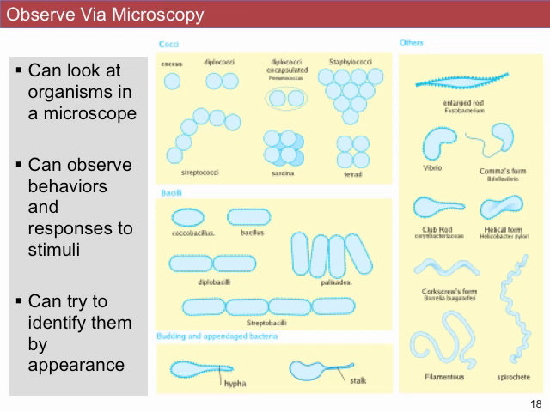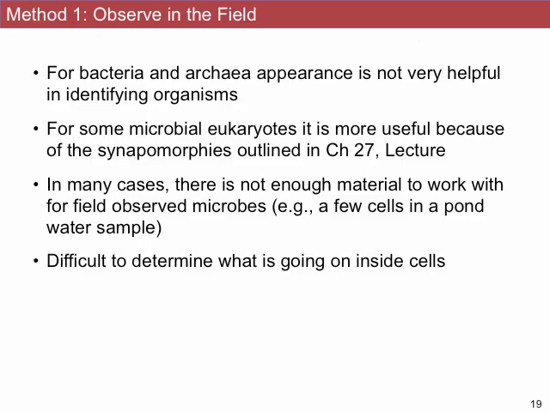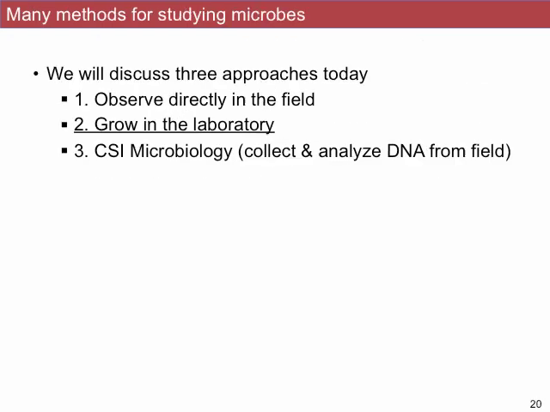When you go out to the field for microbes, frequently what you're doing is looking in a microscope, and even if you could identify things by their appearance, you might just have one cell of the kind of microbe that you're interested in. You're not going to do a lot of experiments on that single cell to figure out what that cell is doing. And so field observations are very useful and used throughout microbiology, but they do have some limitations as to exactly what you can do.